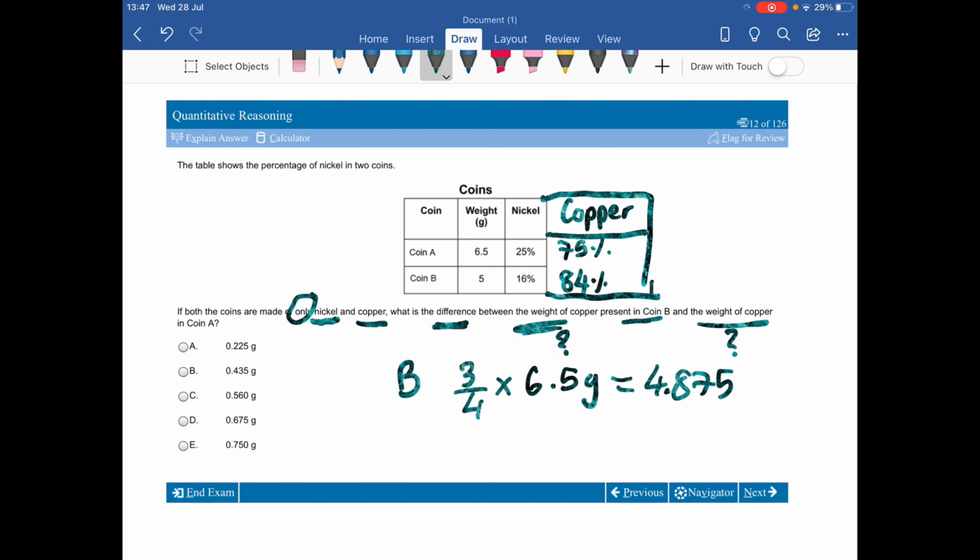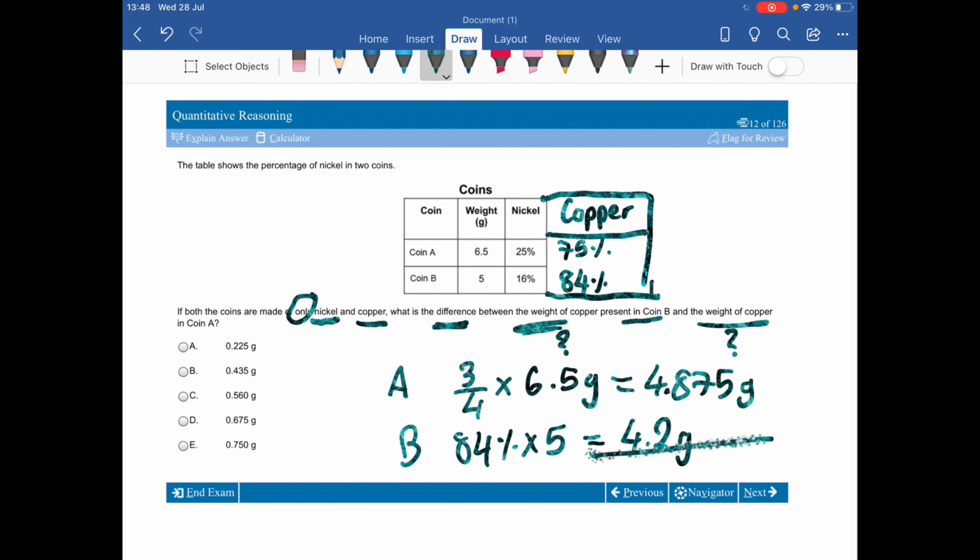Sorry, that was meant for coin A. And for coin B, we would do the same thing again. We would do 84% times 5. And it's kind of the same thing in this scenario. You would do 84% in your calculator because that's kind of hard to calculate. The other thing that you could do is find 85%, which might be easier without a calculator. But having it exact is a bit better in this scenario because the options are very close to each other. And then you just subtract these two and you get 0.675. So that's answer D.